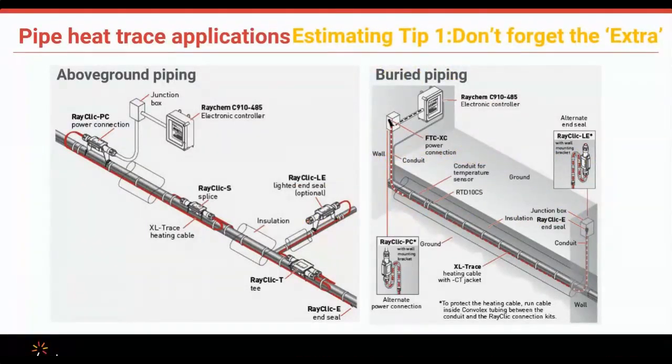All right, let's get into estimating tip number 1. Estimating tip number 1 is don't forget the extras. What do I mean by that? Well, I just talked to you about this buried pipe application, right? So whenever you are going underground, or for that matter, if you're talking about a pipe riser on a building that you have to go up 4 floors, you want to take into consideration those verticals. That's something that's missed quite often. Give yourself that extra 5 feet to come up out of the ground. Give yourself the extra 30 feet that you need because it's vertical piping and you don't want to miss that in your takeoffs.